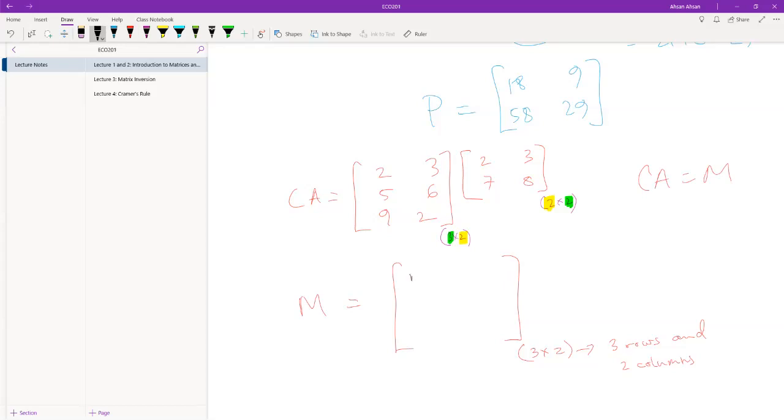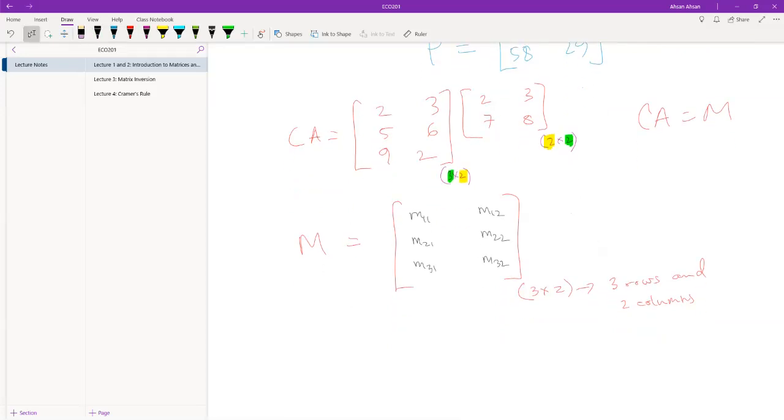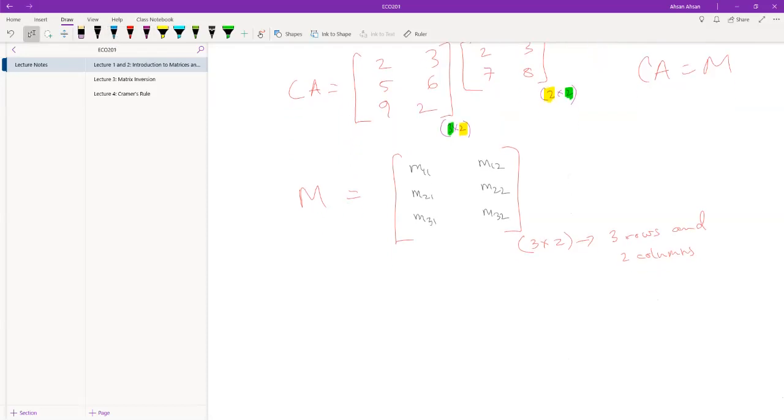So what I can write is M11, M12, M21, M22, M31, M32. And this is what we are going to get. This is the dimension that we are going to get. What we have to do is calculate the value of these 6 elements. And how will we do that? I'm not going to do this step by step. I'm just going to set up the problem.